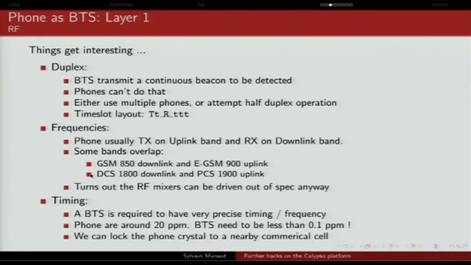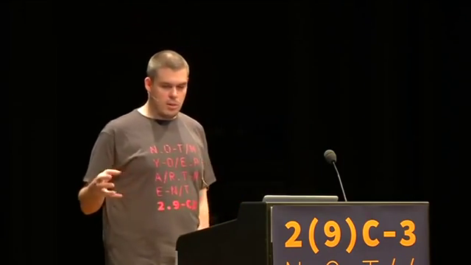And the problem is timing. As I said, GSM networks need to be very precise timing-wise, about 0.1 ppm. Unfortunately, the crystals that you will find in phones are cheap crystals. They're like 20 ppm of error. So there are about 2 orders of magnitude of difference in the required precision. Fortunately, the crystal in your phone is voltage controlled, which means you can actually lock the crystal of your phone to a commercial cell, and that's what I do here.